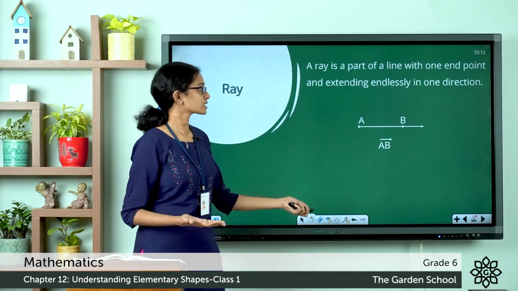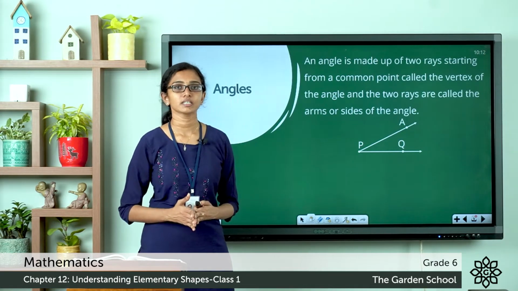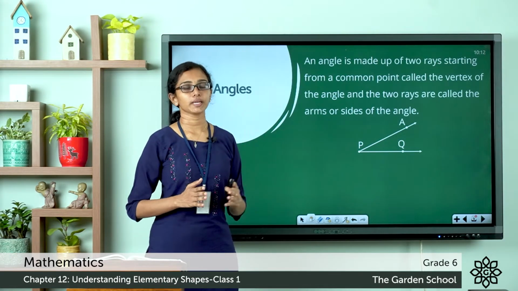Now when two rays start from a common point, or when two lines intersect, an angle is formed between them.